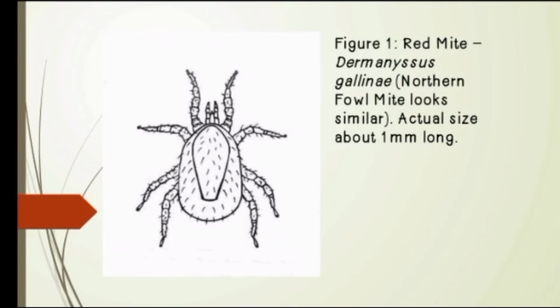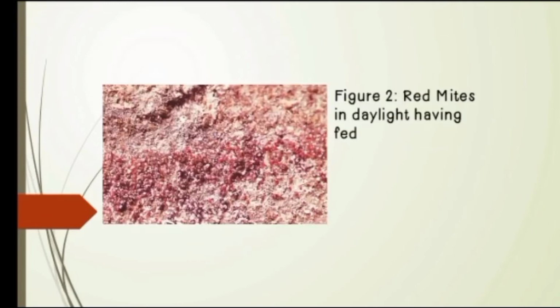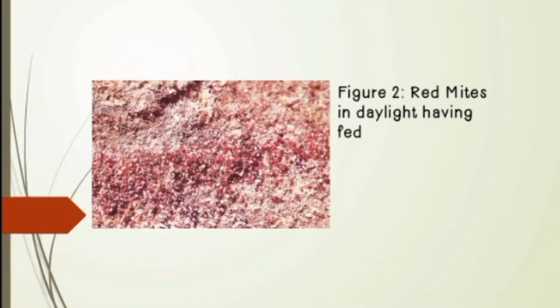Parehas po sila ng northern fowl mite at ang actual size po nito ay 1 millimeter long. At ito po yung itsura ng red mites na yon tuwing umaga. Dito nyo naman po makikita na pulang-pula dahil tuwing umaga nga po ay sinisip-sip nila yung dugo ng mga manok. Yan yung itsura nila kapag sila ay nakakain na or nakasipsip na ng dugo.